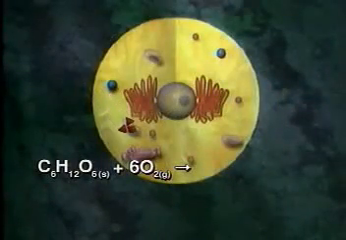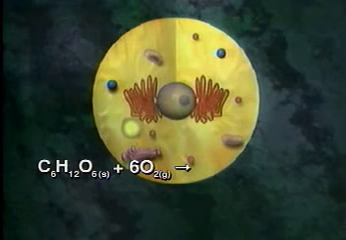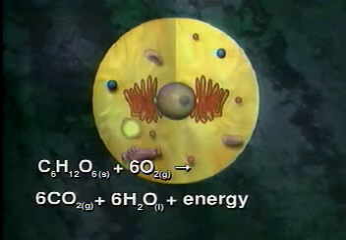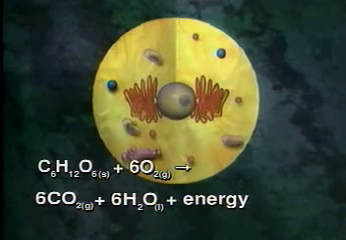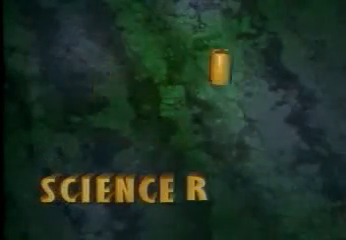Okay, let's recap. Glucose and oxygen enter through the cell membrane. Respiration occurs, releasing energy that helps the cell function. But carbon dioxide and water are produced as wastes, so they have to leave. Science rules.